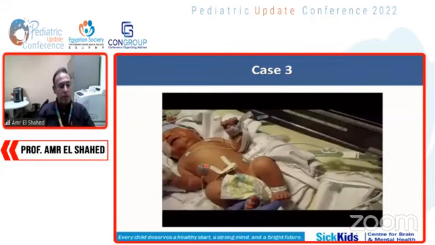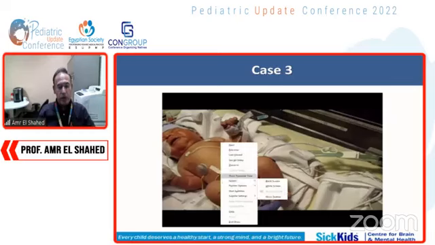For the sake of time, I'm just going to briefly, again, show an example of a case with moderate encephalopathy here. This was the patient that I was talking about.